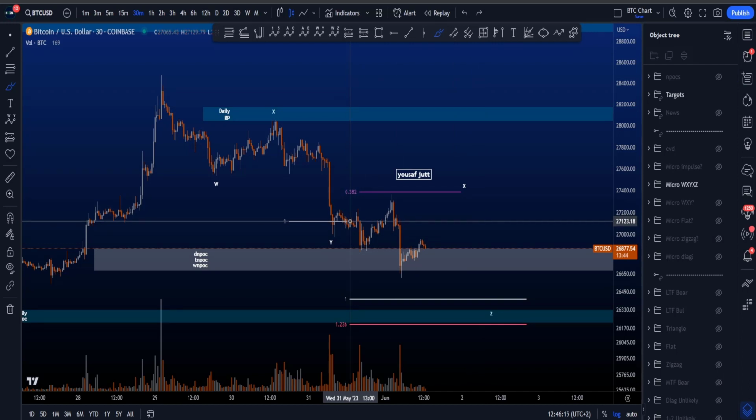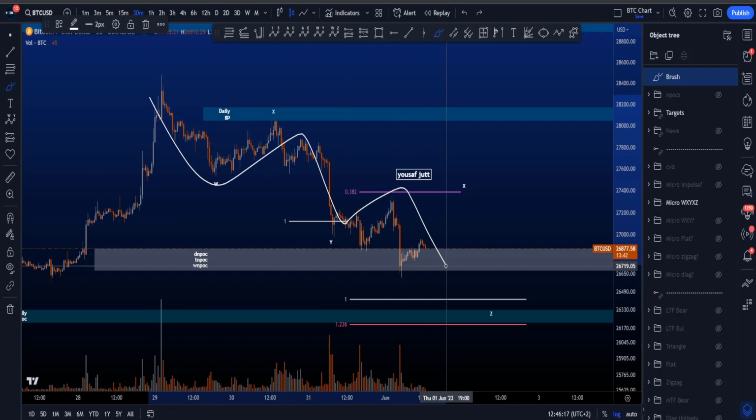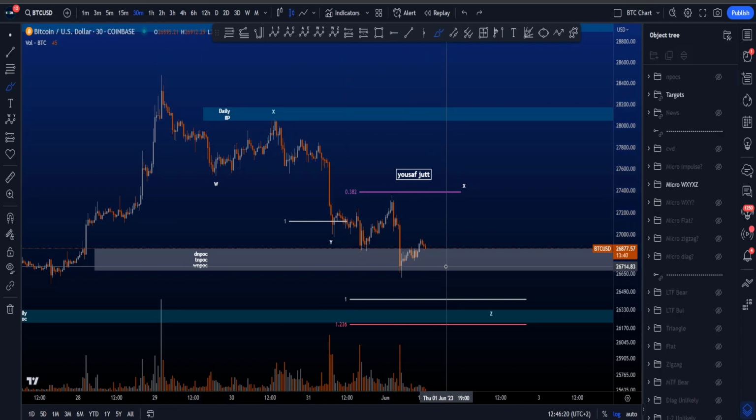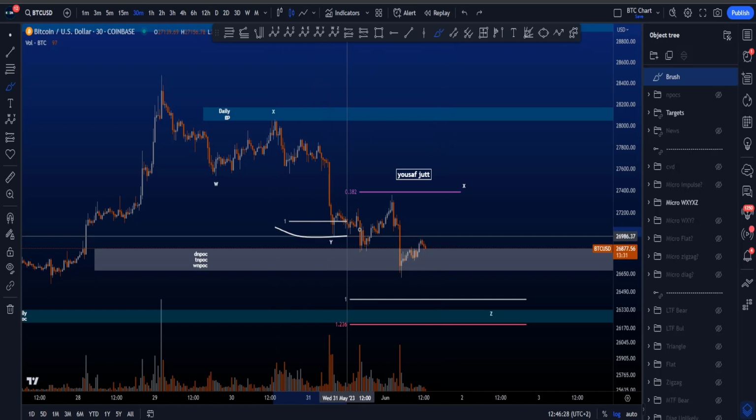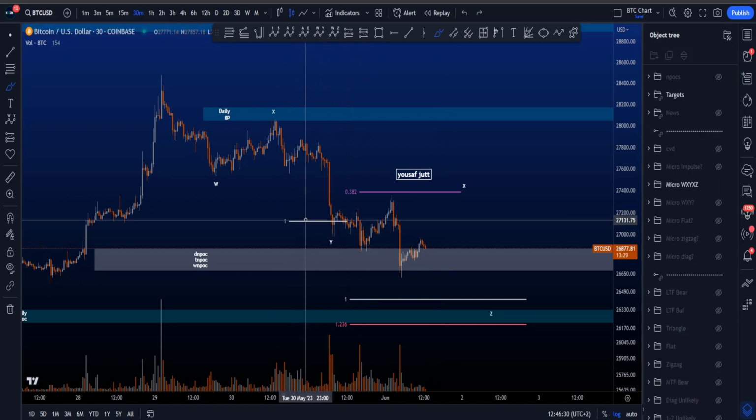It's like an alternative for me. First of all, a WXYXZ is a very rare pattern. You don't see these very often. And because it is a rare pattern, it is always going to be an alternative and never a preferred scenario, really. Also, you can at least see that wave Y hit the 1-to-1.